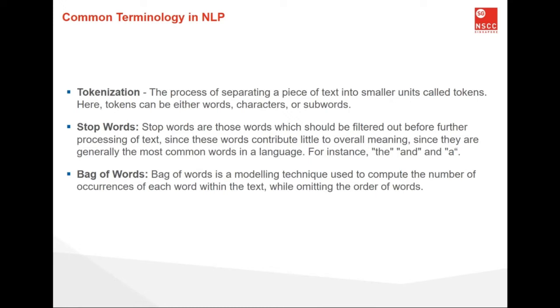Tokenization is a way of separating a piece of text into smaller units called tokens. Here, tokens can be either words, characters, or subwords. Hence, tokenization can be broadly classified into three types: word, character, and subword.